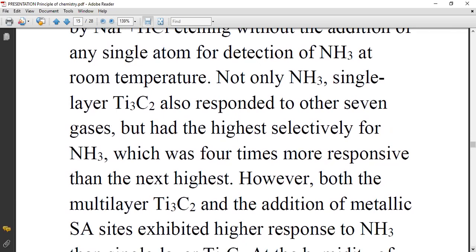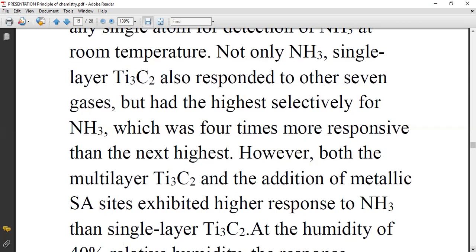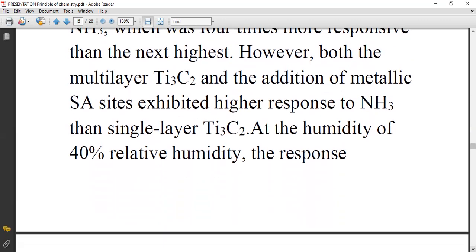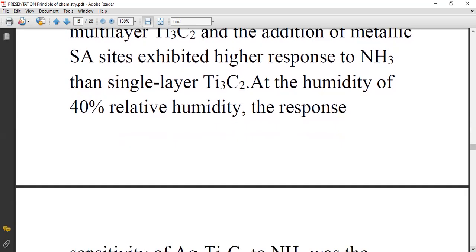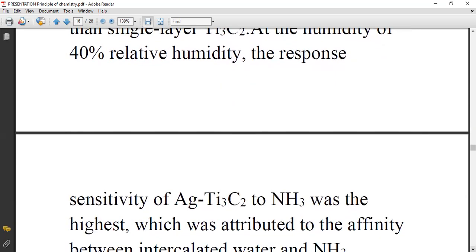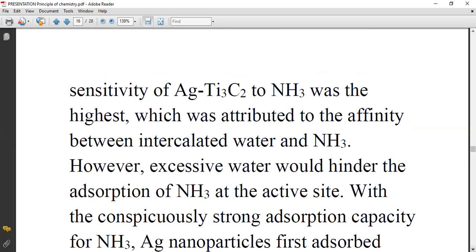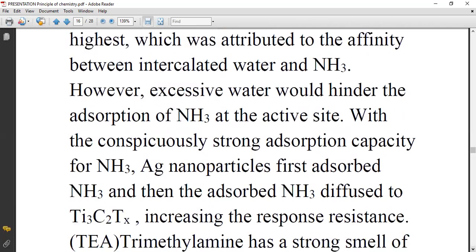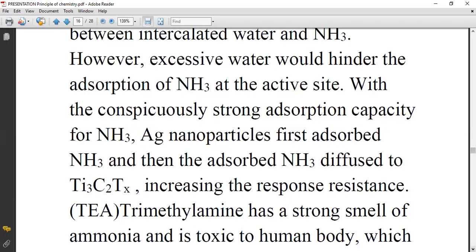Not only ammonia, single-layer MXene also responded to seven other gases but had the highest selectivity for ammonia, which was 4 times more responsive than the next highest. However, both the multi-layer and the addition of metallic acid sites exhibited higher response to ammonia than single-layer MXene at a relative humidity of 40%. The response sensitivity of silver plated MXene to ammonia was the highest, which was attributed to the affinity between the intercalated water and ammonia.